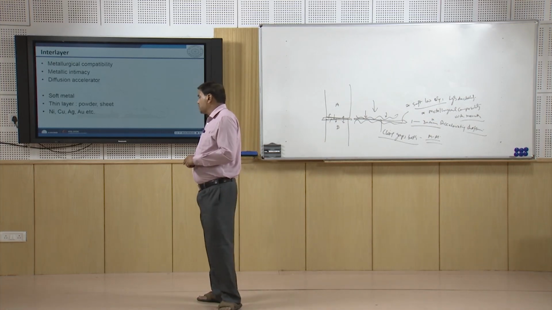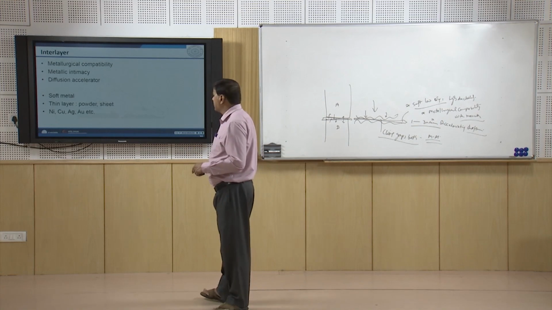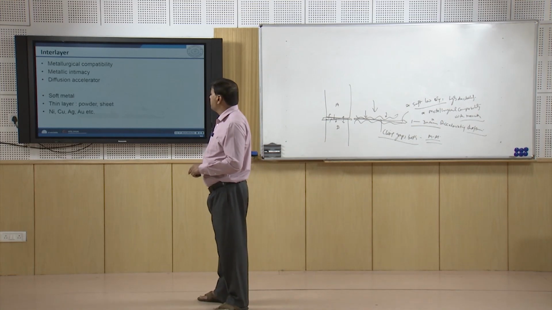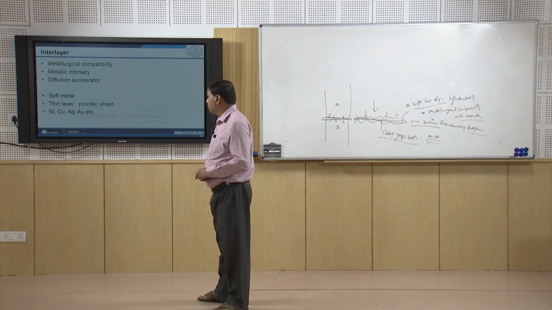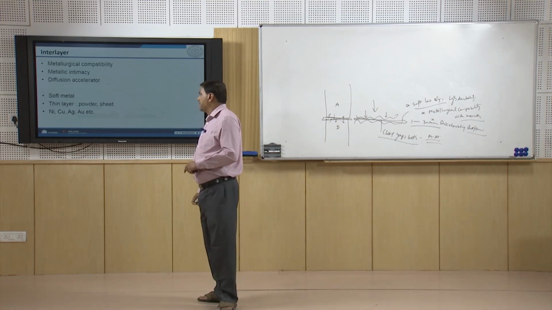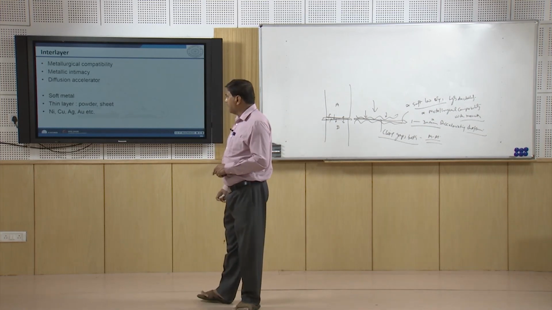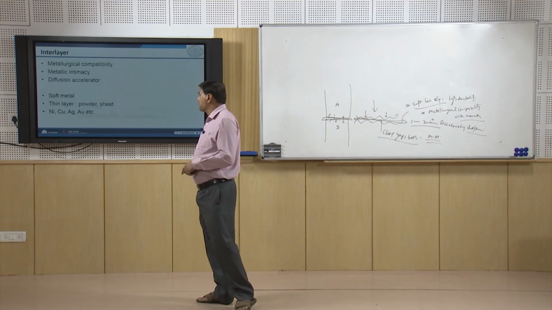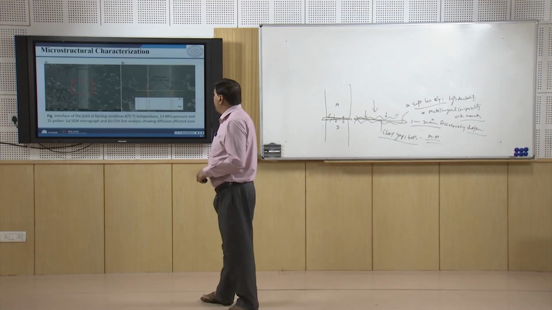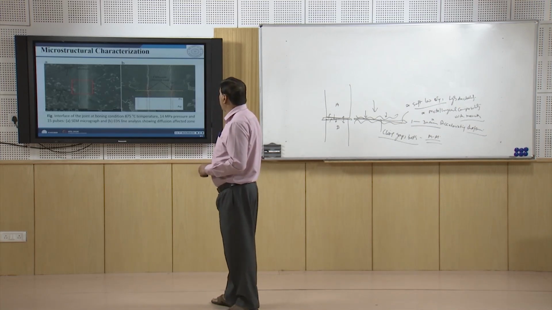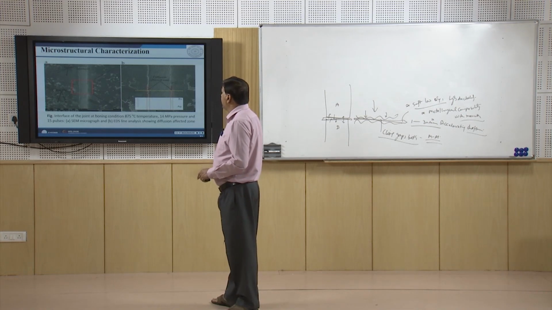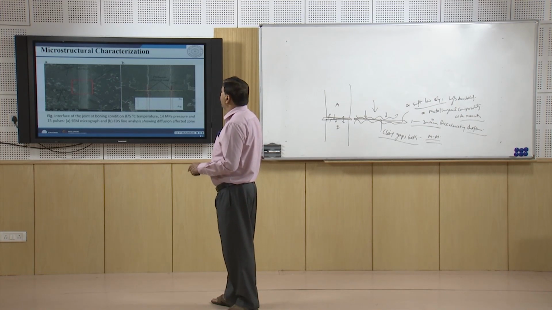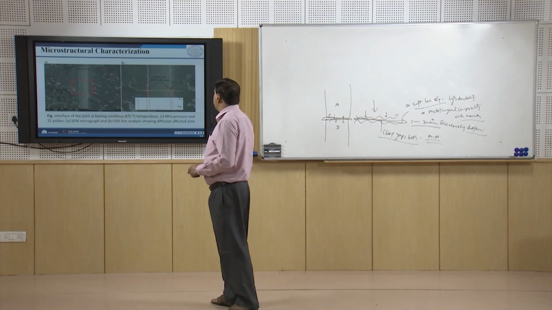So, normally it should be soft, with low yield strength and high ductility. These are normally thin layers, may be used in the form of sheets or in the form of powders. These are normally metal systems like nickel, copper, silver, gold, etc. are the commonly used interlayers, and this is typically a bond showing two components joined using the silver interlayer, showing how the interlayer appears when the diffusion bond is developed using interlayers.